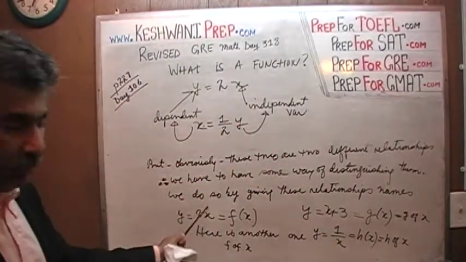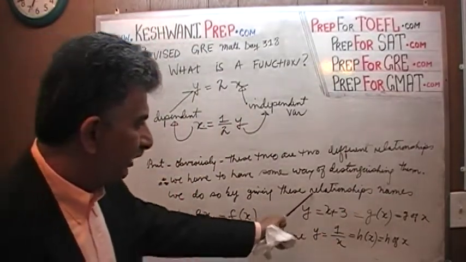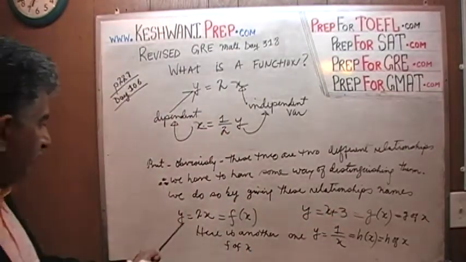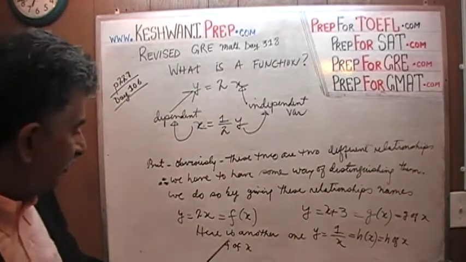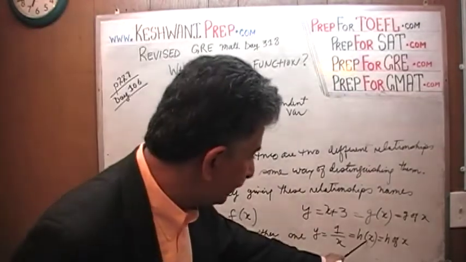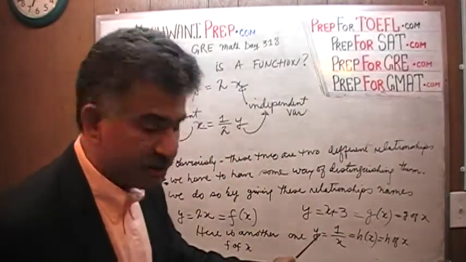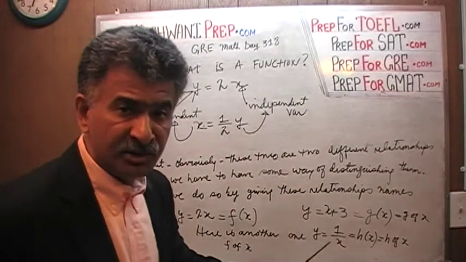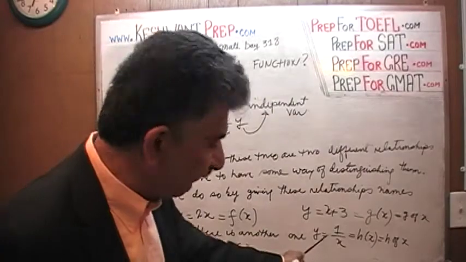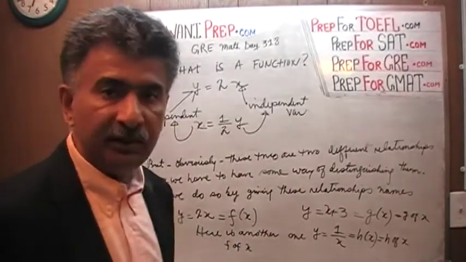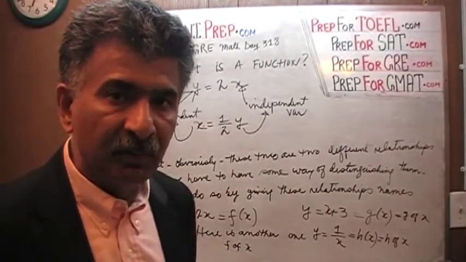We do so by giving these relationships names. The first one is called f of x. The second one is called g of x. Then we introduce the third one, and we call that h of x. The third relationship is that the value of y is the reciprocal of the value of x. That's what this says here.